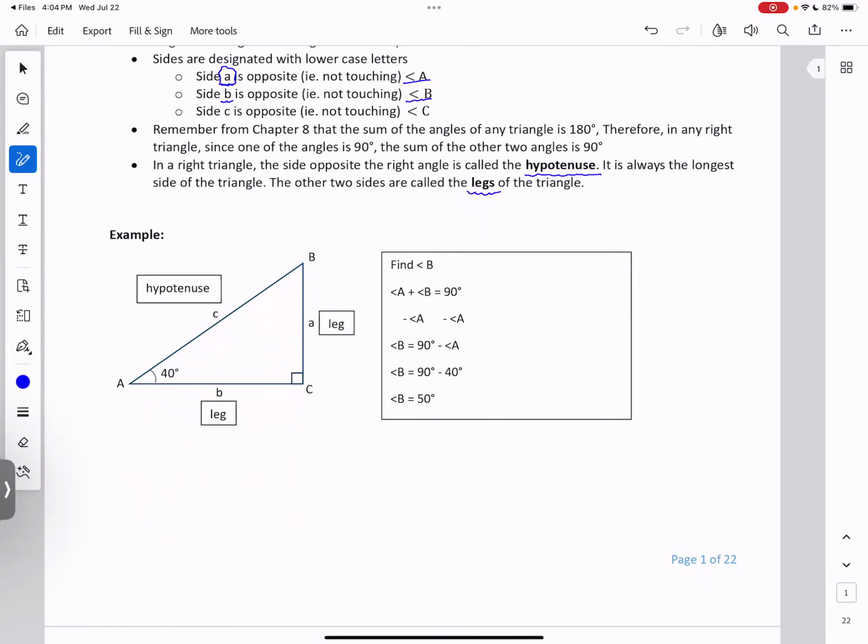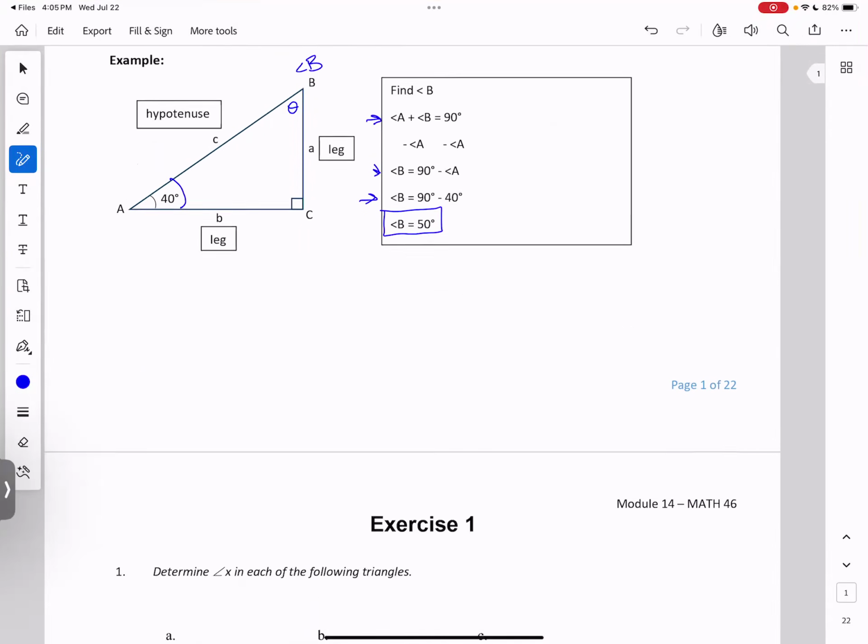So putting to use what we learned about angles, if we were asked to find angle B here, I'm just going to use the Greek letter theta to show that that's the angle we're trying to find. Or actually in the example, they've just called it angle B, so that also works. What we're going to do is say, well, we know angle A plus angle B must add up to 90 degrees. So if we subtract angle A from both sides, we see that B has to be 90 minus angle A, which means it's 90 minus 40 degrees, because our angle A over here is listed as 40. And so we end up with angle B must be 50 degrees.